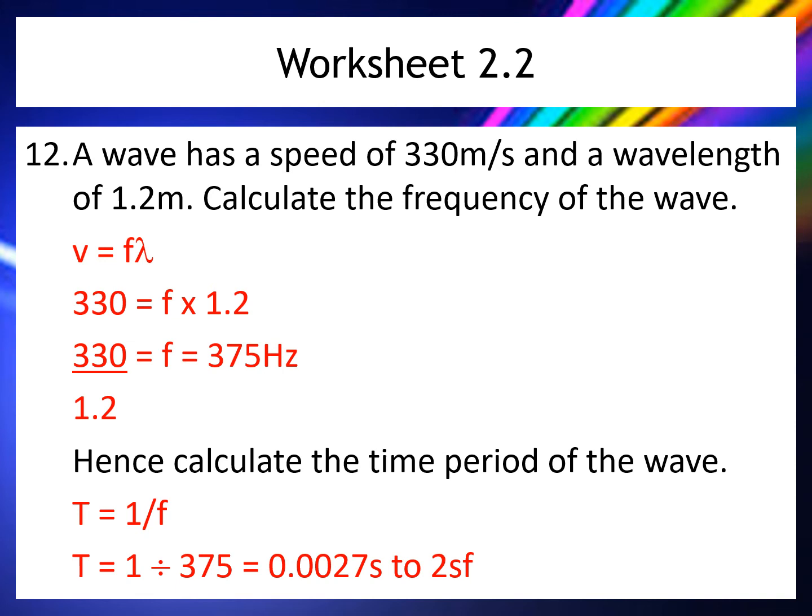Again, we need to get f on its own. We reverse maths and we divide by the 1.2. This gives us 330 divided by 1.2 equals frequency, which is 375 Hz.